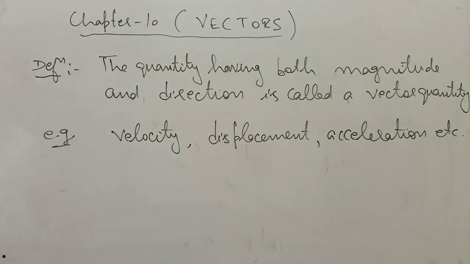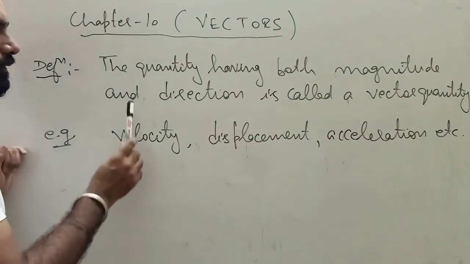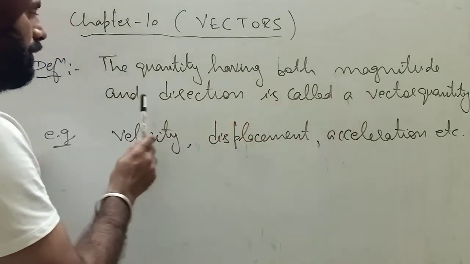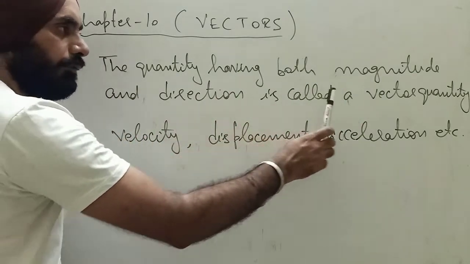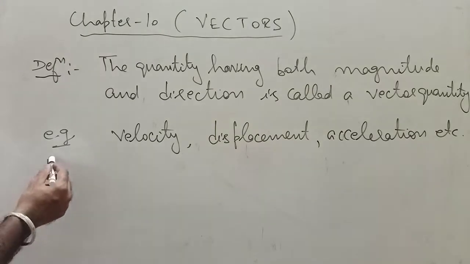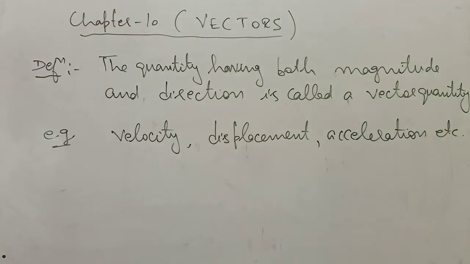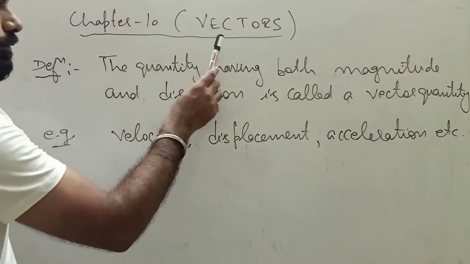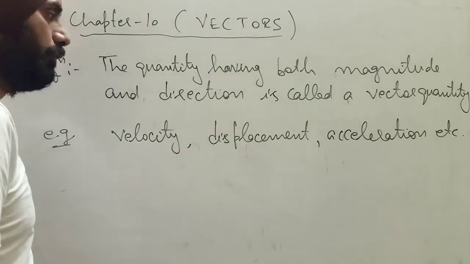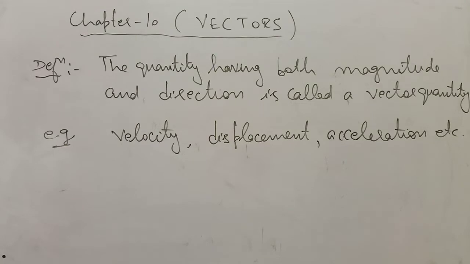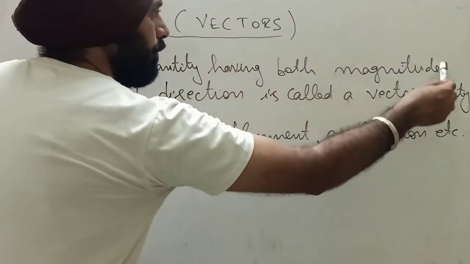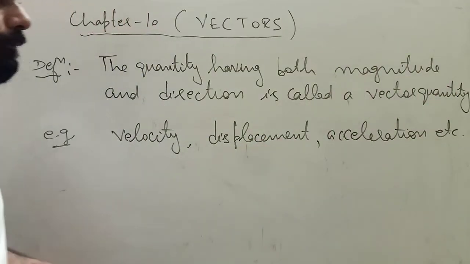So first of all, what is the meaning of vector? Its definition is: the quantity having both magnitude and direction is called a vector quantity. For example, velocity, displacement, acceleration, etc. You have already read this topic in plus 1 in physics. So this is the definition of vector. And the quantity having only magnitude is called a scalar quantity.